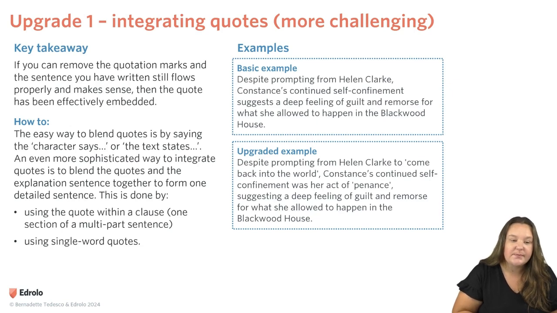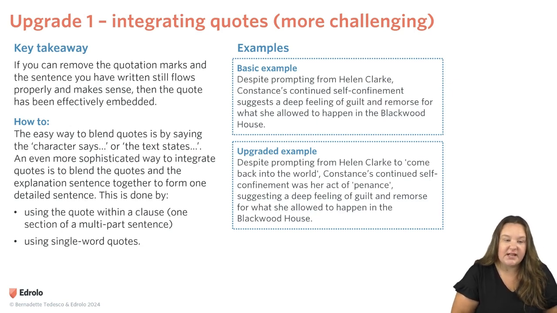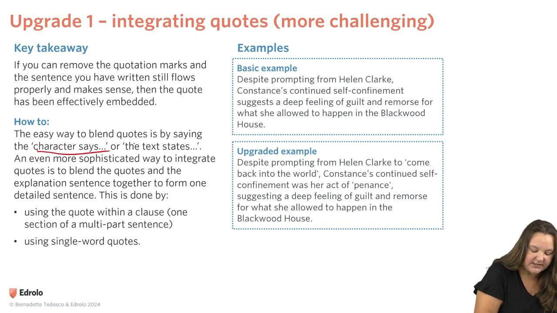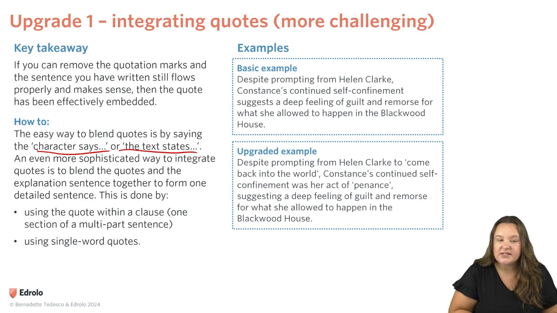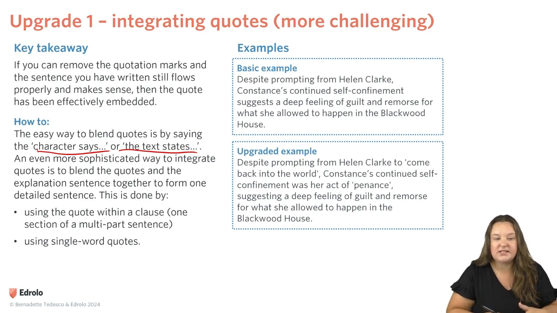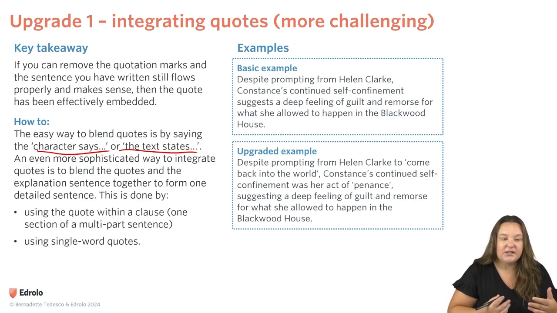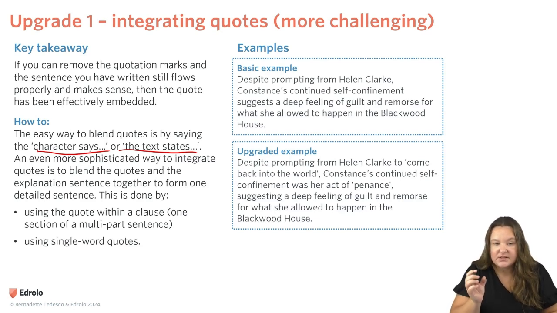How to do this? The easy way to blend quotes is by saying the character says, or the text says. And that's probably the first way that you learn to do it. The text states, the character says. However, an even more sophisticated way to integrate quotes is to blend the quotes and the explanation sentence together to form one detailed sentence. So this is done by using the quote within a clause, so one section of a multi-part sentence, or by using a single word quote of a specific part.